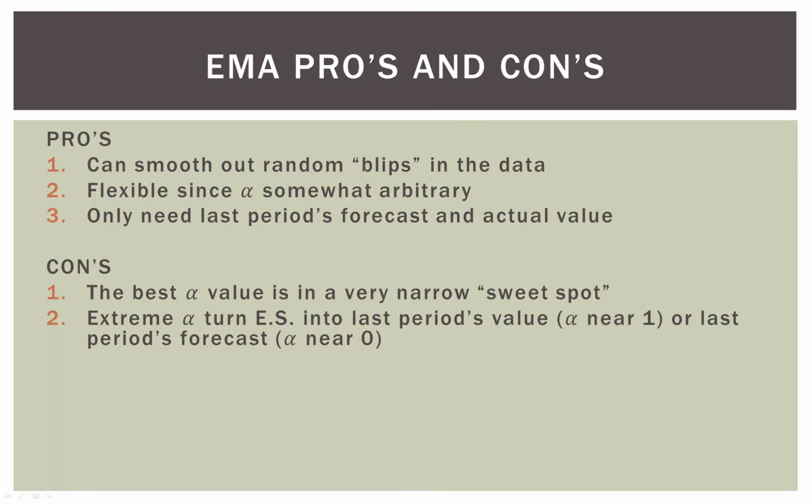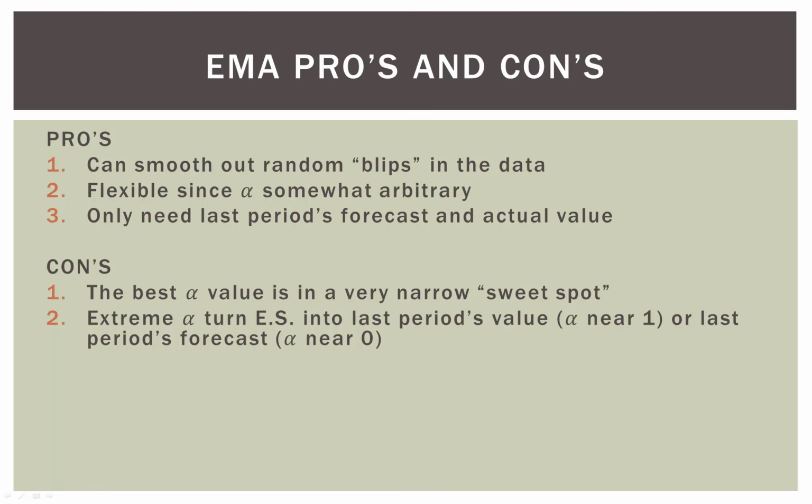Extreme alphas, as far as the exponential smoothing constant, can turn last period's value into your data point, or it can turn last period's forecast into your data point.